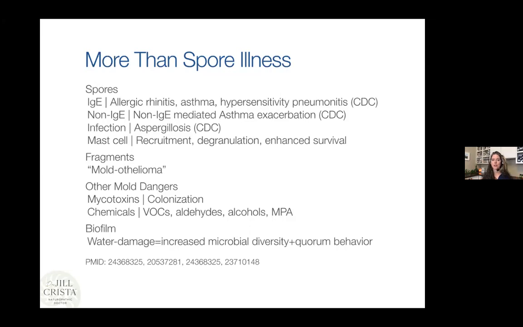And mold illness is so much more than that. We also see mast cell increased recruitment, increased degranulation, which means more histamine, and enhanced survival. Mold actually induces the mast cells to stick around longer so they have more degranulation. There's also mold fragments. This creates a condition I refer to as mold mesothelioma. We're going to go into each of these, so don't worry if you're like, whoa, there's so much information. Other mold dangers are mycotoxins.